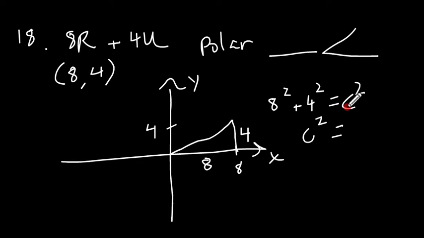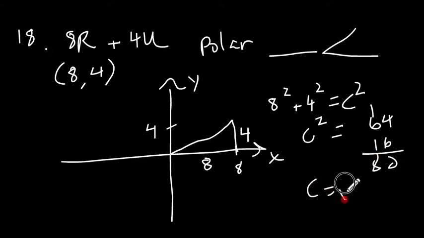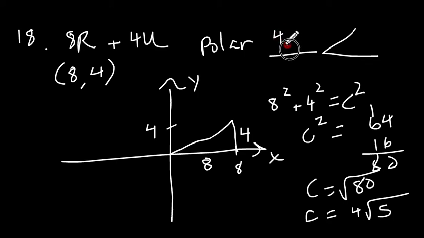64 and 16. Let's just do that. And so we're going to get 80. So c is going to equal the square root of 80, and that simplifies into 16 times 5, which would be 4 root 5. All right, so that's this part, 4 root 5. Pythagorean theorem for that one. We made a right triangle, so we can use the Pythagorean theorem.